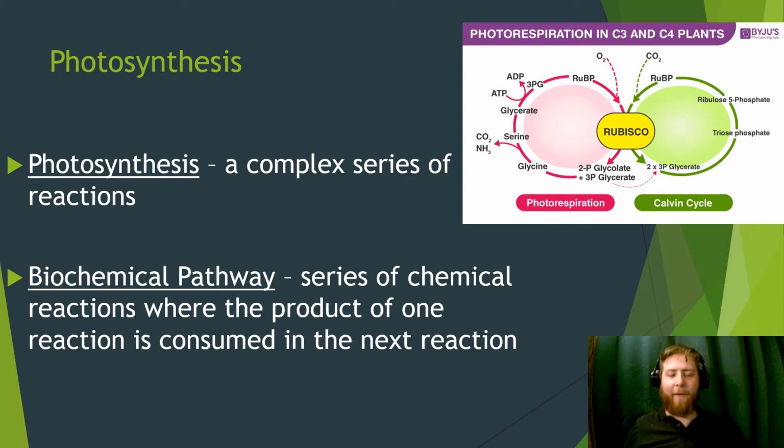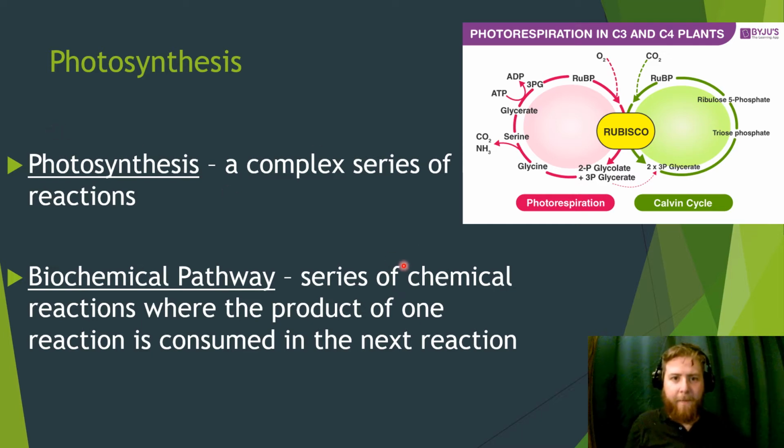All right, so we're going to talk about photosynthesis, and this is what photosynthesis looks like if you're a biochemistry student. But it's a complex series of reactions, and it takes reactants and turns them into products. We call it a biochemical pathway, meaning it's a life chemistry pathway, which is a series of chemical reactions where the product of one reaction is consumed in the next.